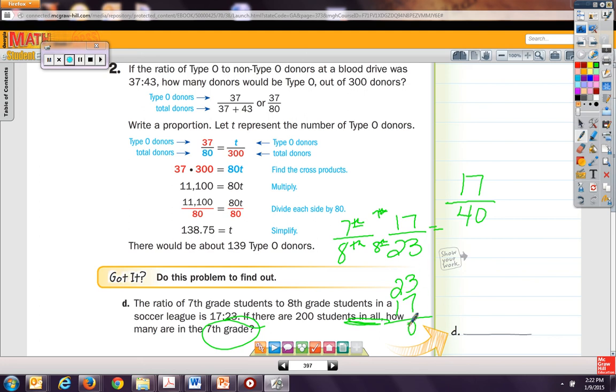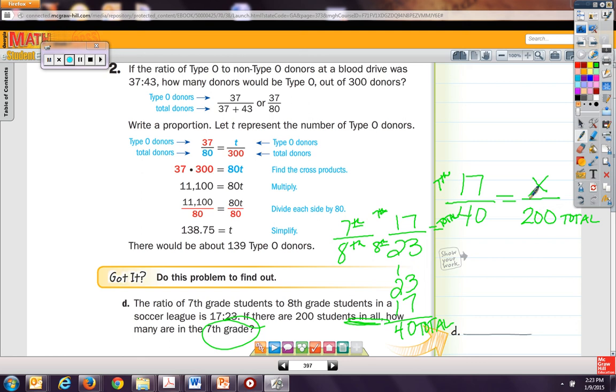7, 8, 9, 10, 2, 3, 4. 40 total students. Because this is 17 7th graders and 23 8th graders. It was not saying that there are 23 total students. There are actually 40 total students. So now I can use my 17 over 40, 7th over total. Now it says if there are 200 students in all. So that's going to be 200, because that's total. If I have a total of 200 students, how many of them are going to be 7th graders?